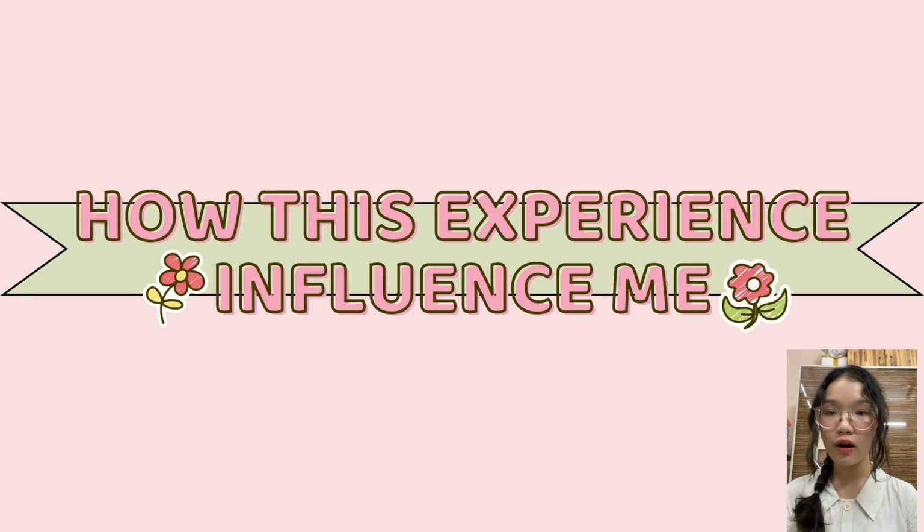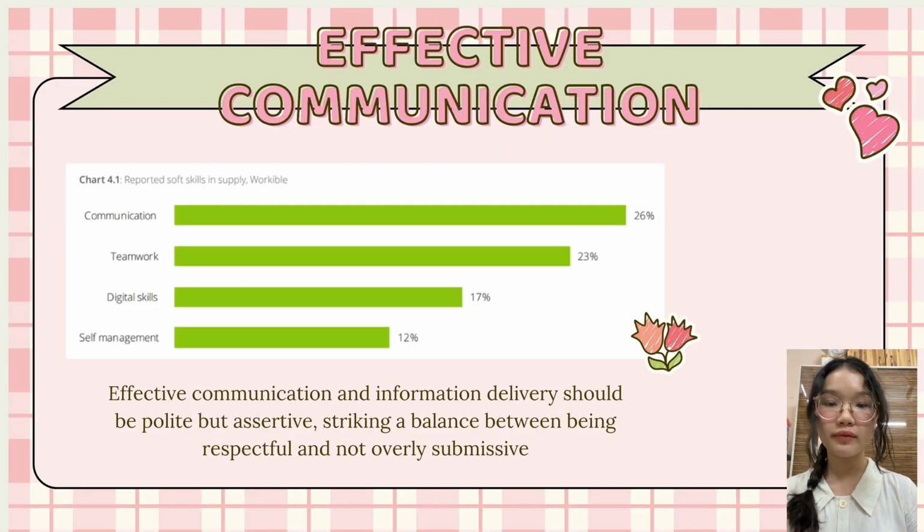Let's move to the last part, how this experience influenced me. I actually work at an agency, and for me, communication, choosing teammates, and evaluation are the three important keys. First one is effective communication. According to Chart 4.1 in the Soft Skills for Business Success report, communication is identified as the most common skill in business. As the youngest member in the company, I believe that effective communication and information delivery should be polite but assertive, striking a balance between being respectful and not over-submissive.